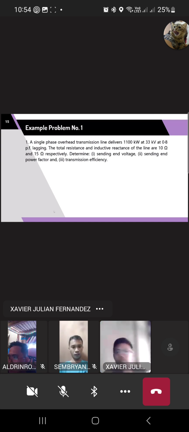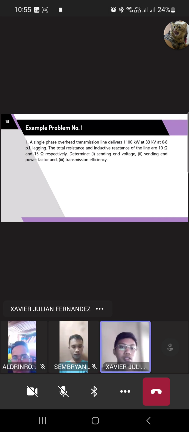Okay. Question: is the 1,100 kilowatts power at sending or power at receiving? Receiving. Okay? Receiving. Though you might be confused: sir, it says delivered, so it should be receiving. But that is the receiving end power. Okay? The 33 kilovolts, is it receiving or sending? The same, receiving.